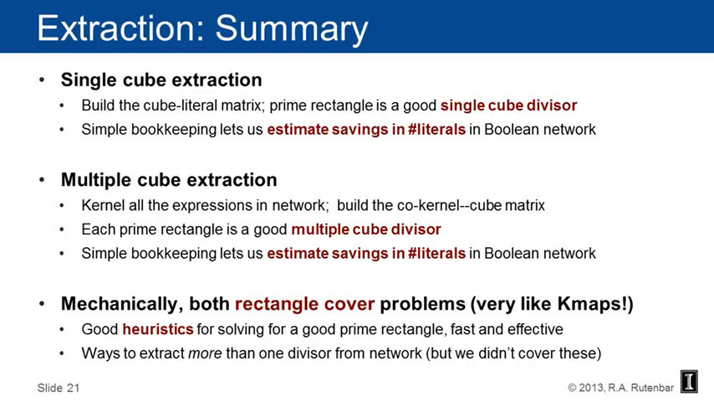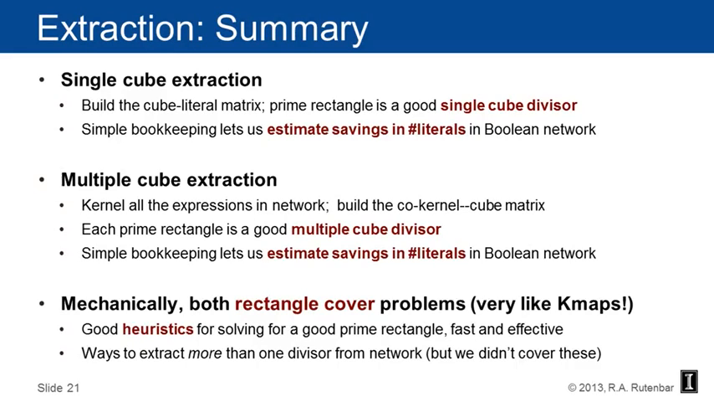For the multiple cube case, we're going to kernel all the expressions in the network and then use the kernels and co-kernels from all that algebraic division to build the co-kernel cube matrix. Each prime rectangle is a good multiple cube divisor, and again, there's some simple bookkeeping that lets us estimate the savings in the number of literals in the Boolean network. Mechanically, these are both rectangle cover problems. They look a lot like Karnaugh maps, which is very interesting, you have to admit.